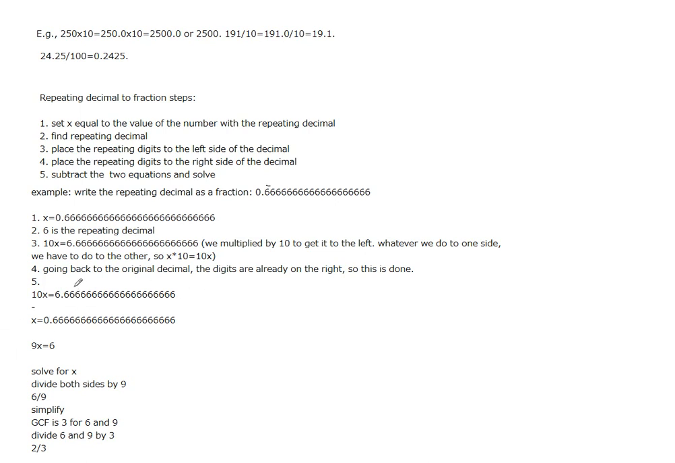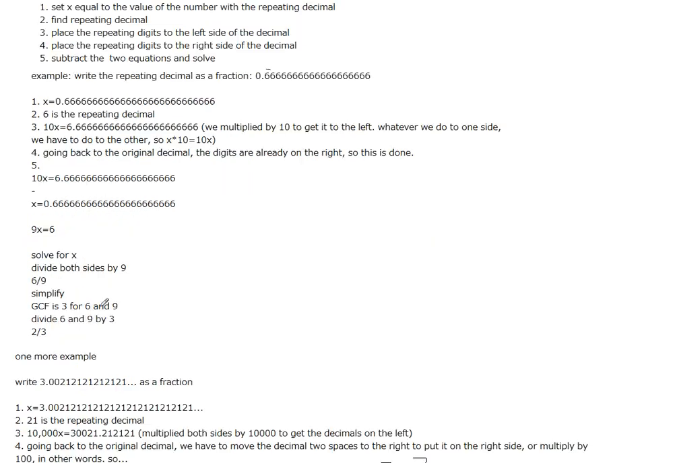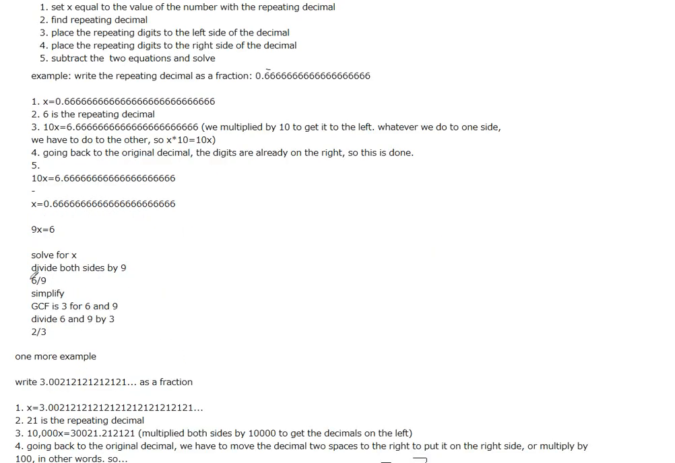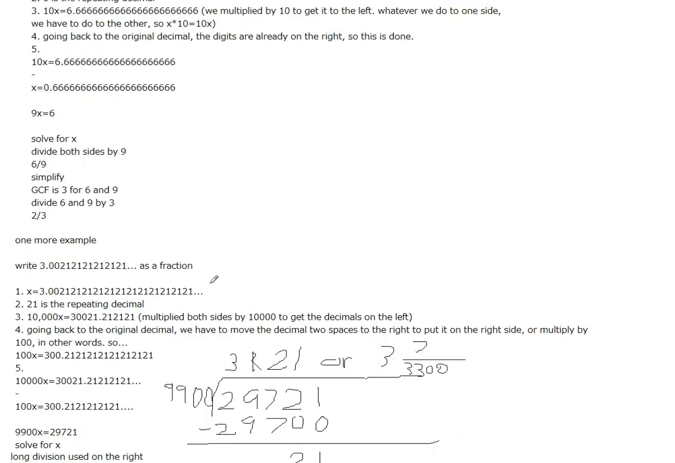It's just like subtract the like values. 10x minus x is just 9x, and 6.6666 minus 0.6666 is just 6. So now we're left with 9x equals 6, and we just solve for x. So divide both sides by 9, so we get 6 over 9. Simplify, greatest common factor is 3 for 6 and 9, divide 6 and 9 by 3, you have 2/3. So 0.6666 written as a fraction is 2/3.